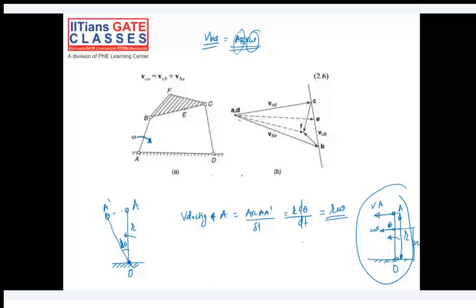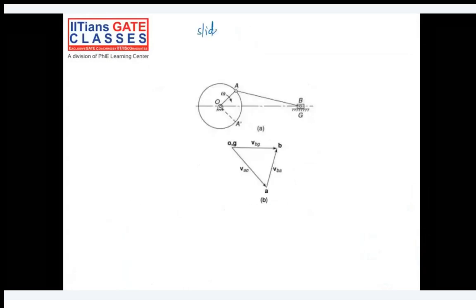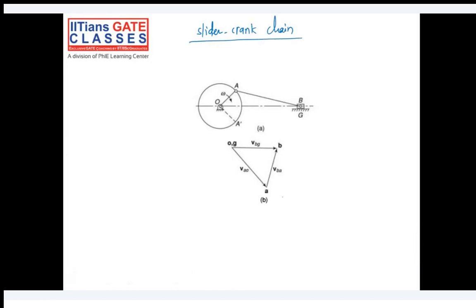Sir, will you explain that point F later, or we can ignore it? Yeah, so try to first understand how it is drawn. We will be drawing the velocity diagrams in the question, so I'll explain that later. It is drawn in the same way. Nothing is different.